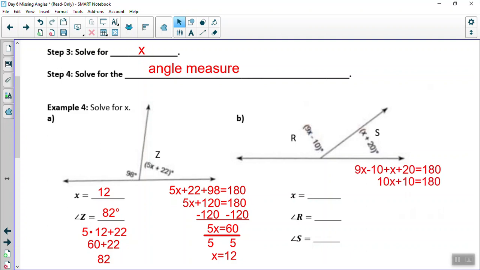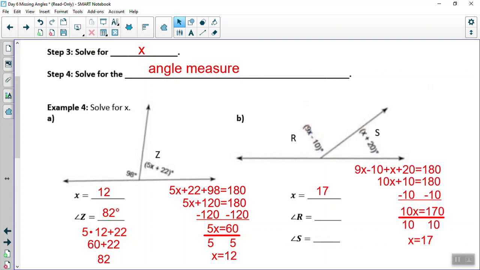I'm going to go ahead and combine my like terms. So the 9x plus x gave me 10x. The negative 10 plus 20 gives me a positive 10. I'm going to isolate my x term by subtracting 10 from both sides. Then I'm going to divide both sides by 10. And we find that x has a value of 17.